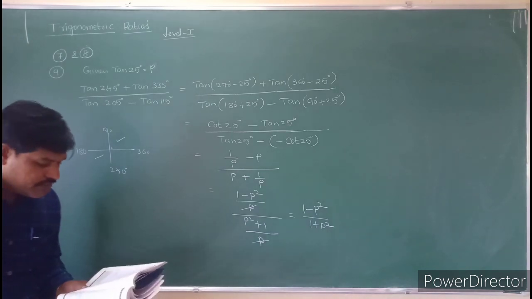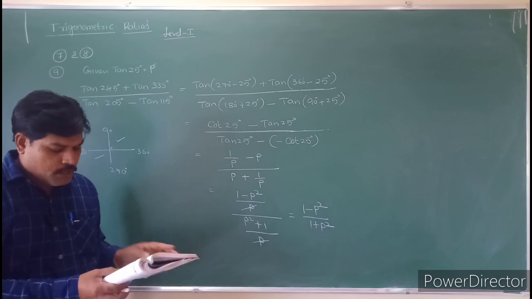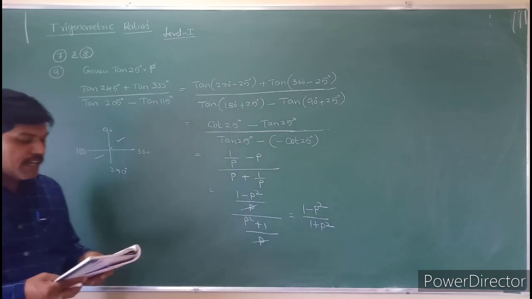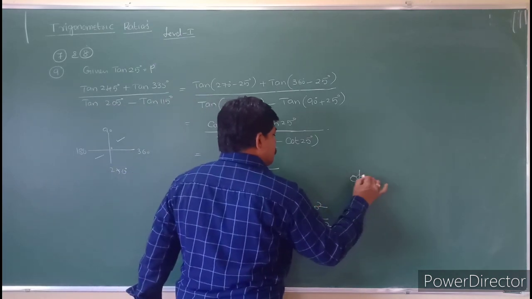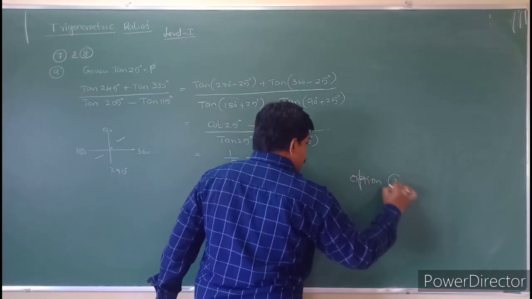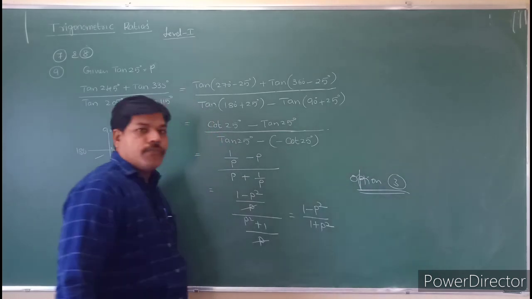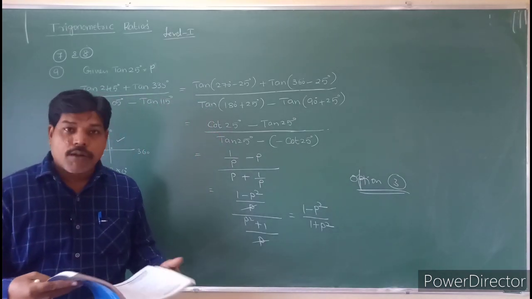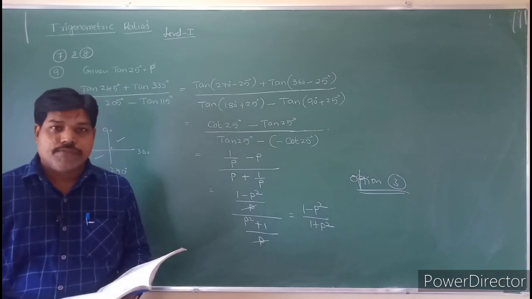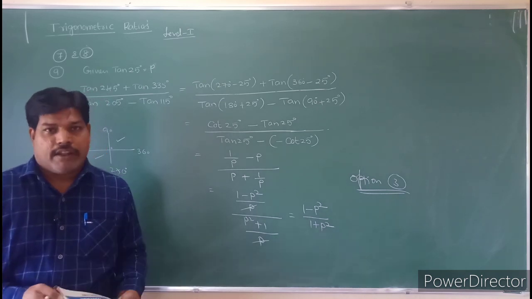See that question, students. What is the option? The option for that question is 3. So option 3 is the answer. Okay. So practice those questions, okay? Complete the homework problems also and try the next questions also, okay? We will continue in the next class, okay?